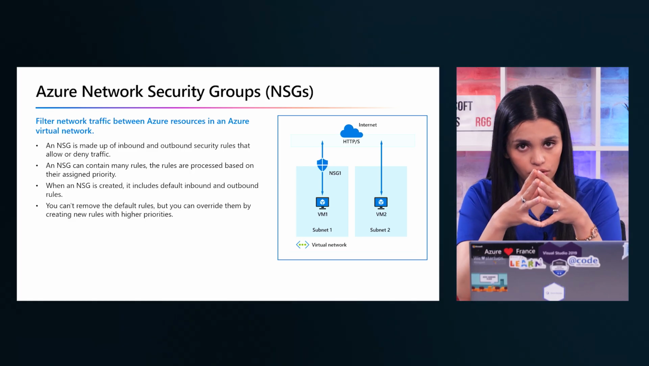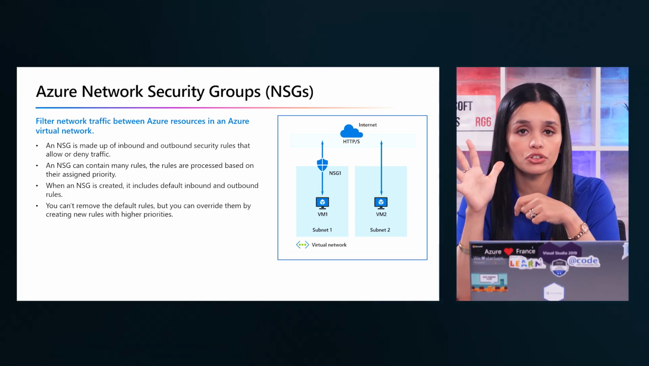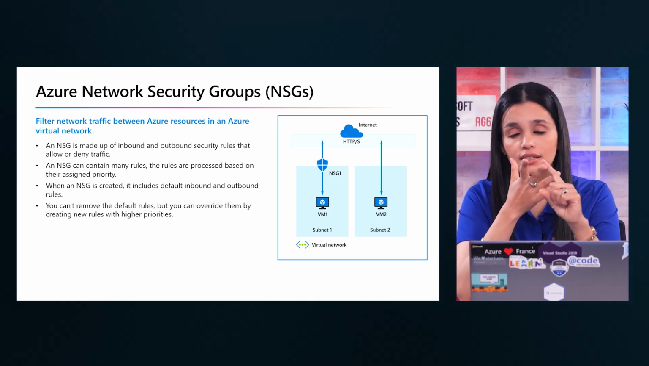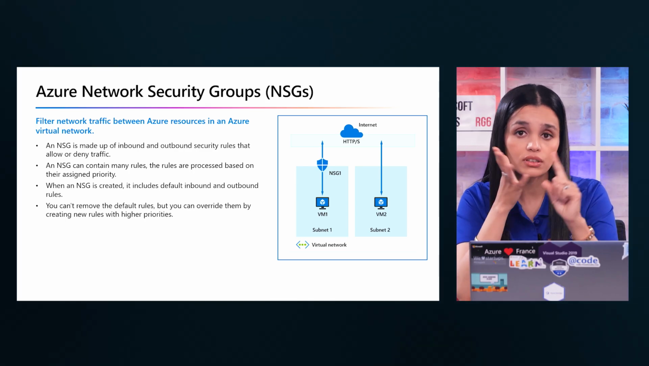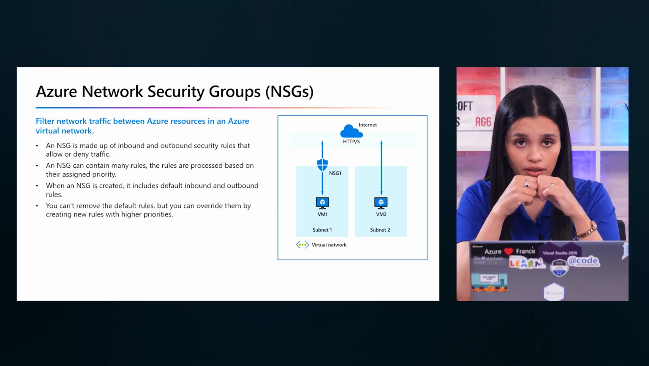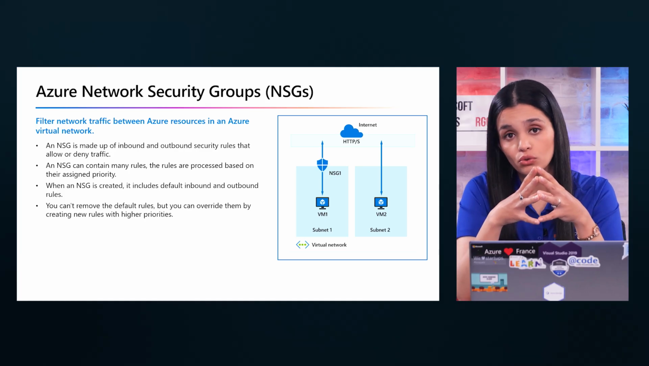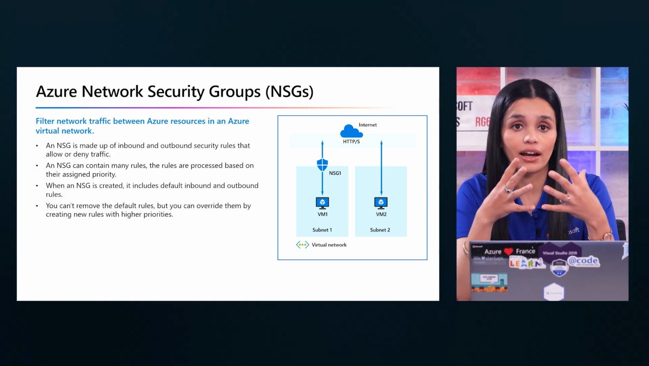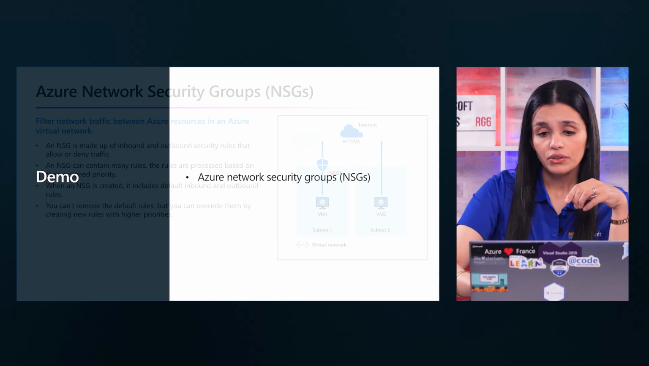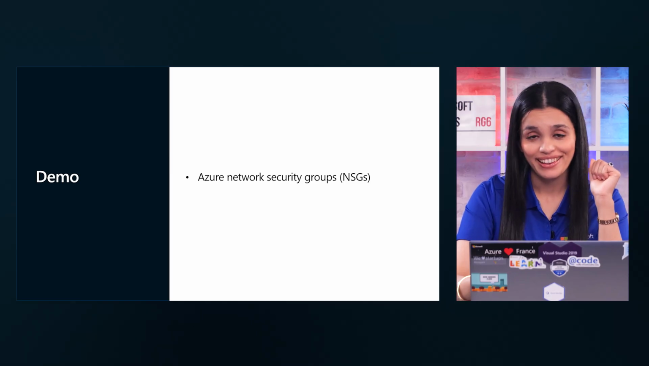NSG security rules are evaluated by priority using five pieces of information: source, source port, destination, destination port, and protocol, to either allow or deny the traffic. As a guideline, you shouldn't create two security rules with the same priority and direction. Now, what do you think if we move to the portal and see how to create these NSGs?